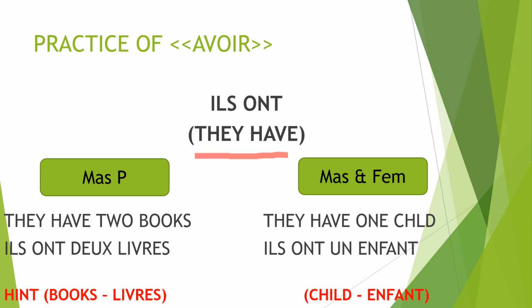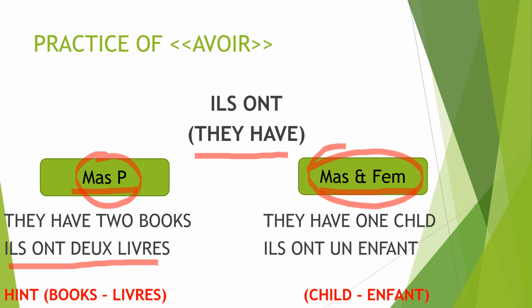Ils ont. They have. Here again, we have two examples: masculine plural, and masculine and feminine. We use masculine plural when we are talking about a group of men or boys, that is, their gender is only masculine. We use the other when talking about a group of people that has men and women, so their gender is masculine and feminine. Let's look at examples. When you see a group of 10 boys sitting, and you want to tell someone that that group has 2 books, you will say ils ont 2 livres. They have 2 books.